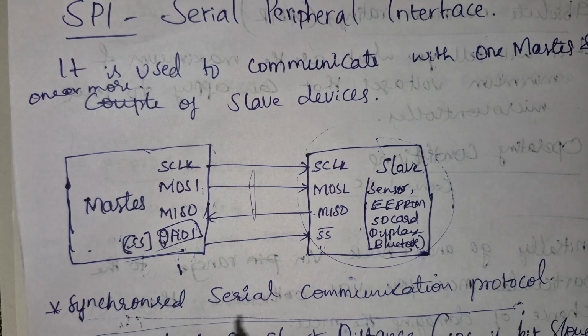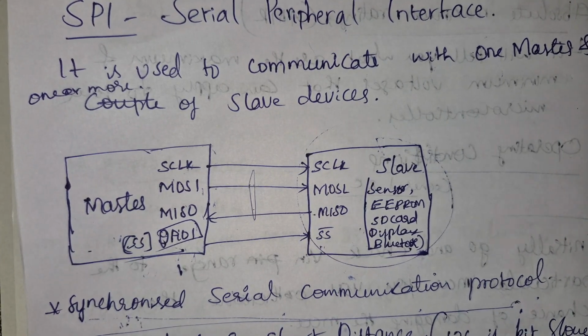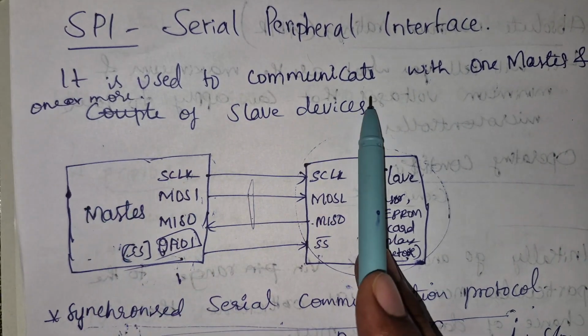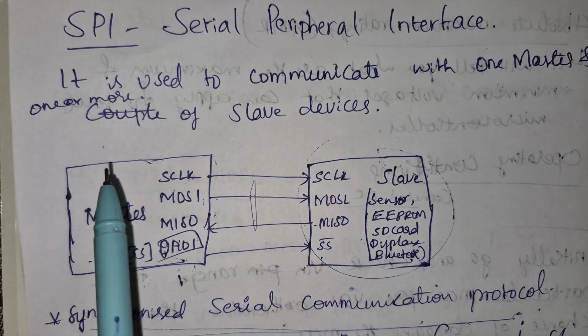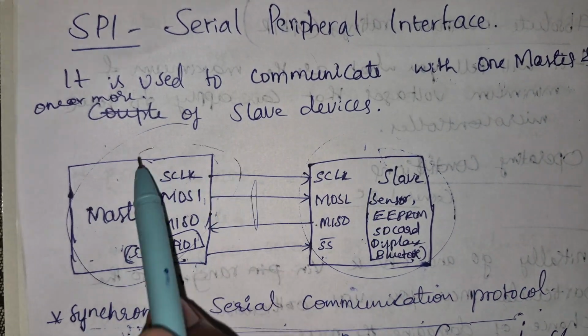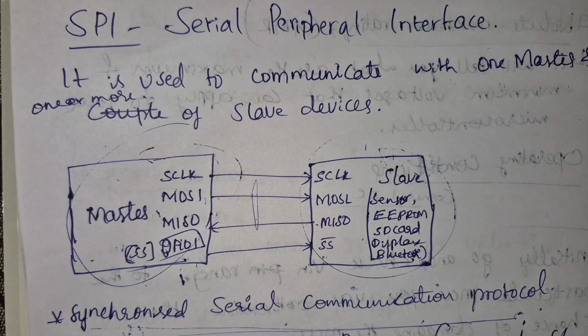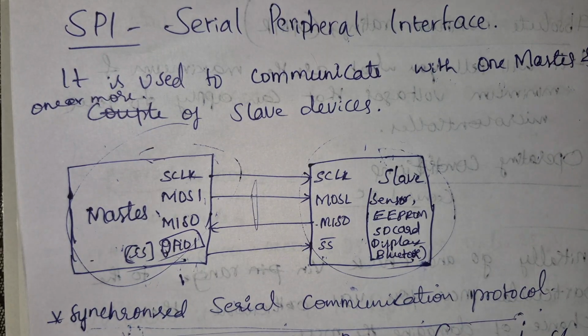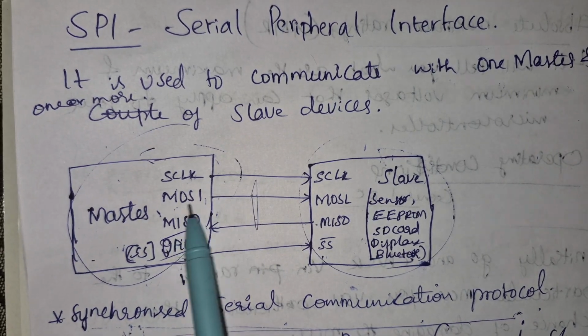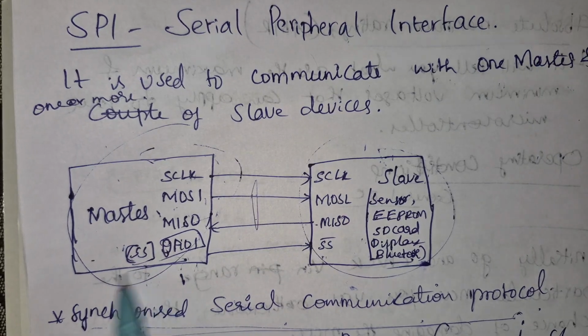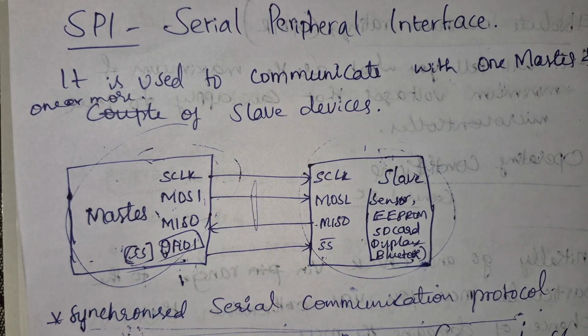SPI is a synchronous serial communication protocol. It is used to communicate with one master and multiple slaves. One master can communicate with one or more slaves. During communication, there are 4 lines: serial clock, MOSI, MISO and chip select. These 4 lines are used between the master and slave to establish communication between them.